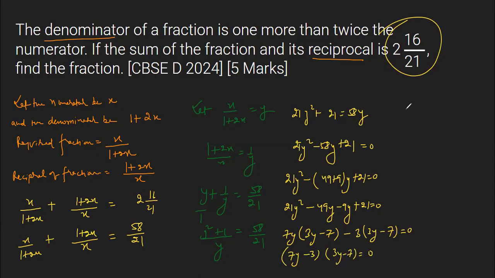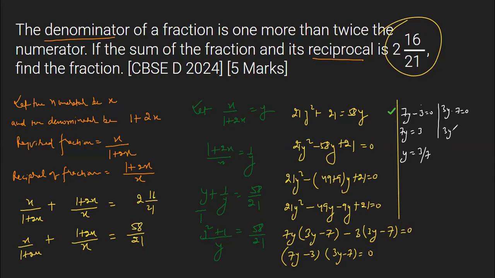Now what we have to do is find the value of y individually, right? So let me do it. So we write 7y minus 3 equals 0, and the next is 3y minus 7 equals 0. So 7y equals 3, y equals 3 by 7. So we got the value of y, 3 by 7.